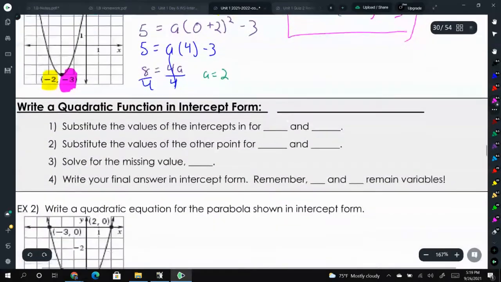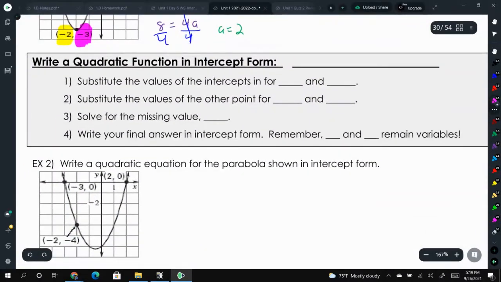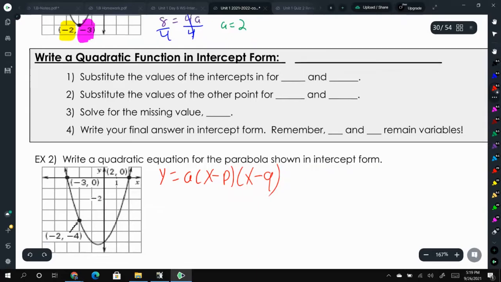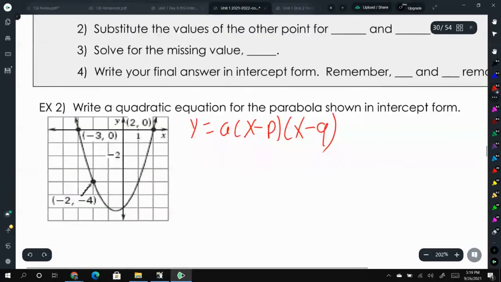All right, now let's look at writing a quadratic in intercept form. So remember, intercept form is a times (x minus p) times (x minus q). And in this problem, a mistake students will often make is using these y values as our point. We want to use those x-intercepts for our p and q values, and then use this as our point down here.